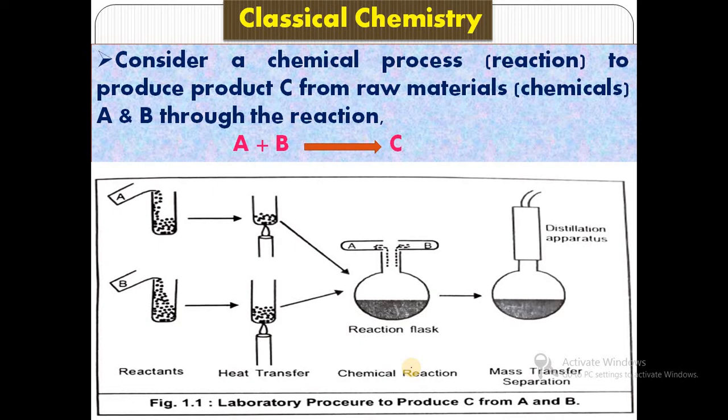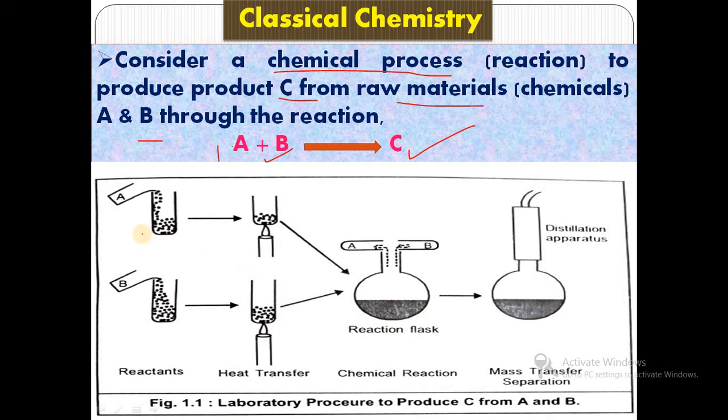Further we will see details about classical chemistry. In the case of classical chemistry, consider a chemical process or reaction to produce product C from raw materials A and B through the reaction. Suppose A reacts with B, we get product C.